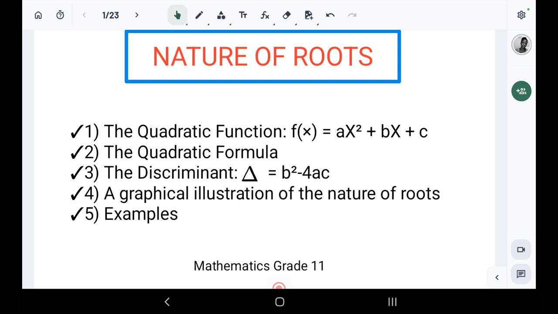And in this video, we're going to look at the nature of roots for mathematics grade 11, a topic many find extremely confusing and difficult, but this video aims to simplify all that complicated maths for you.